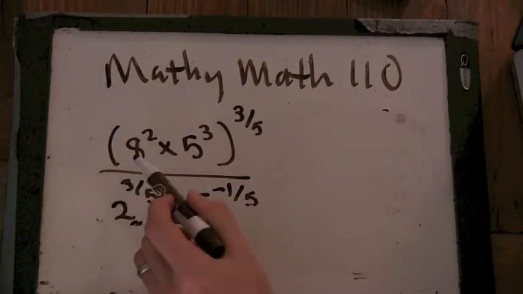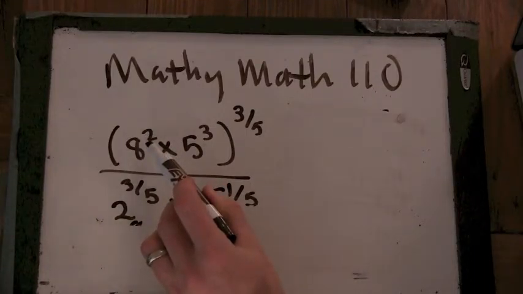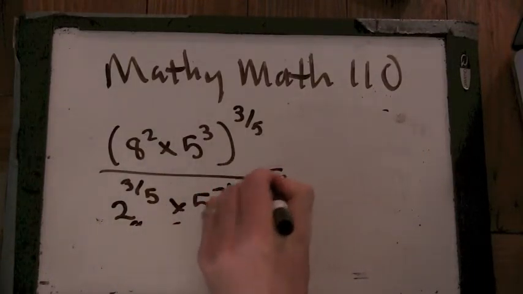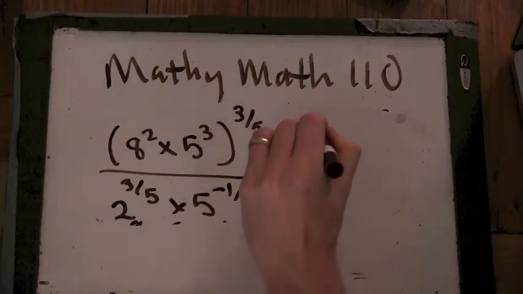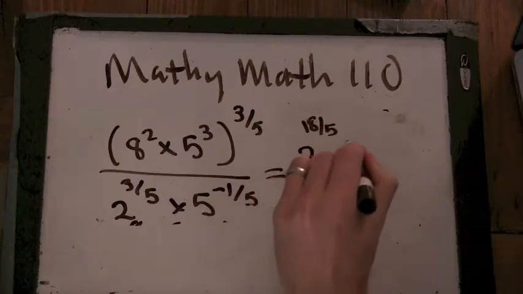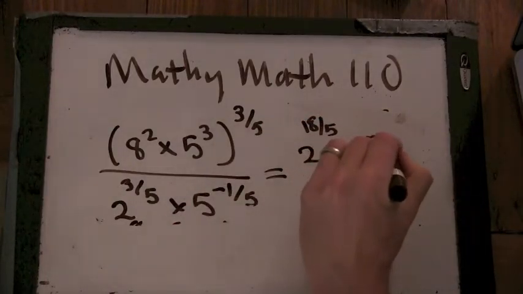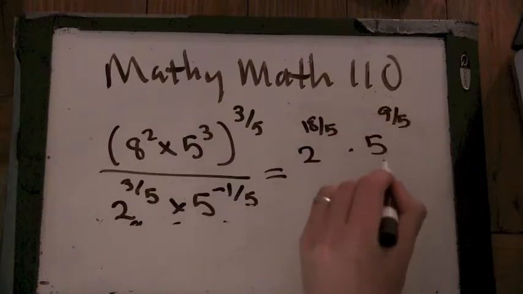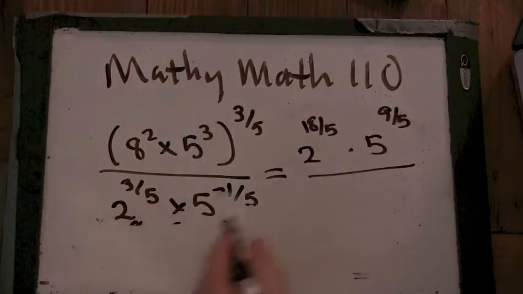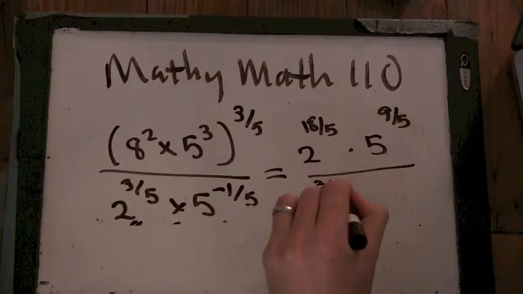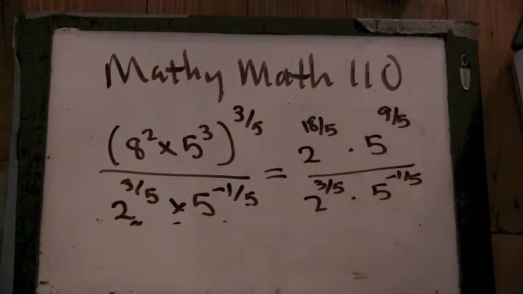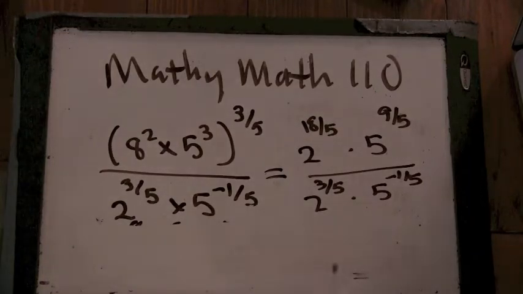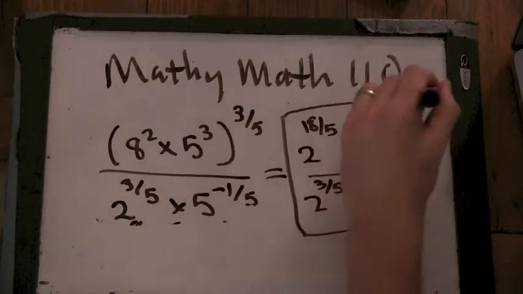So this is 2 cubed, so this is 2 to the 6th, right? All right. So this is 2 to the 6th to the 3/5 power, which is 2 to the 18/5, times 5 to the 9/5. And now I have 2 to the 3/5 on the bottom, which doesn't change things, times 5 to the minus 1/5. Okay, so I have to figure out this division problem here.